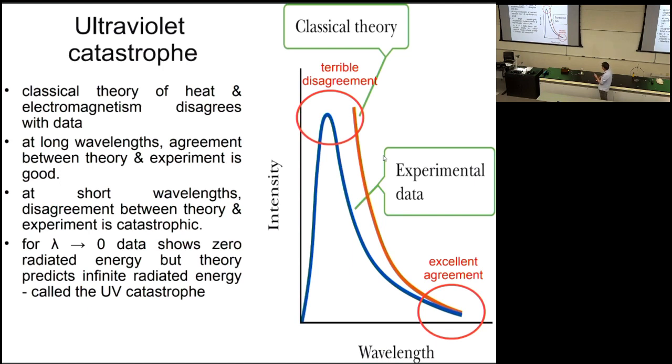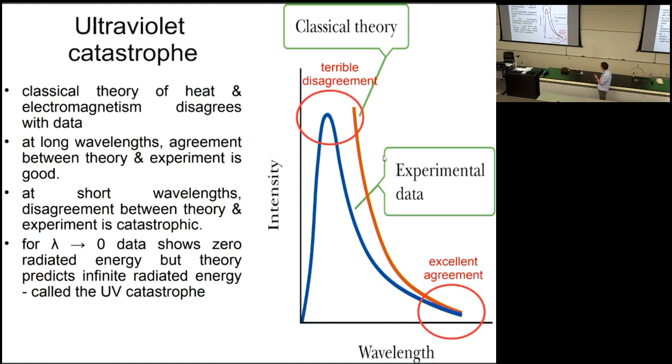Here's the theory based on classical physics. This red line here. Well, at long wavelengths, the theory is actually really rather good. At long wavelengths, the red line, the theory, and the blue line, the data, the observations, are in agreement. And if we kept this graph going, we'd see they're in extremely good agreement at long wavelengths. So that's the good news.